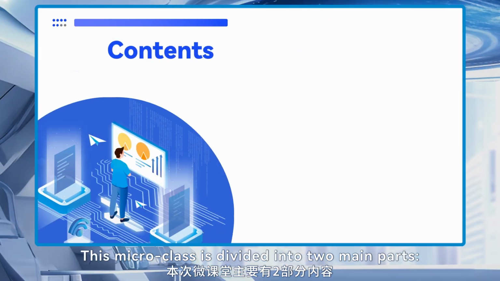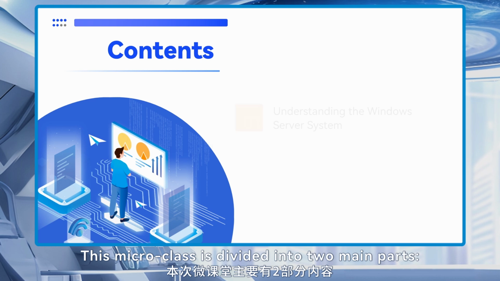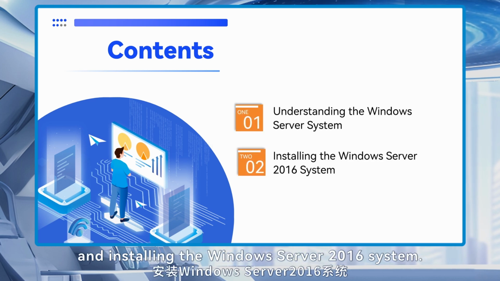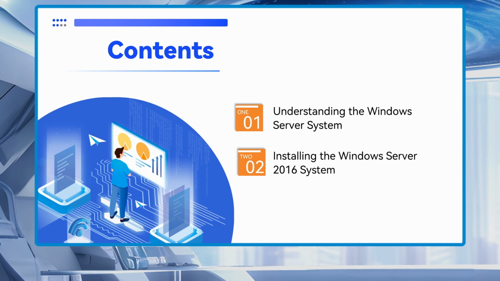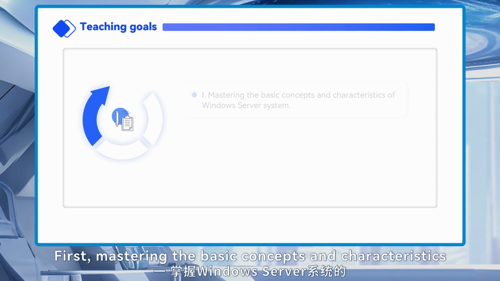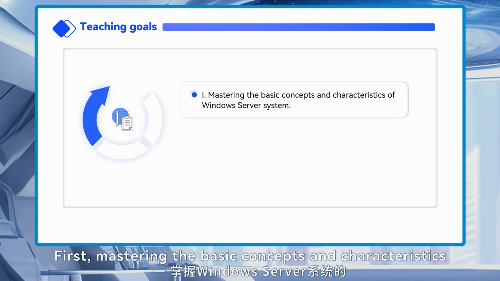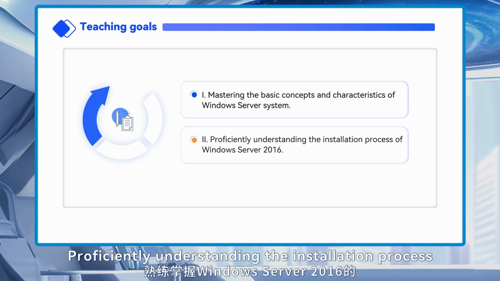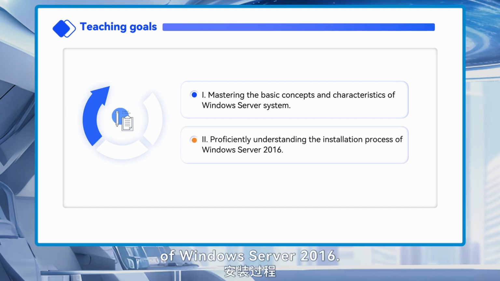This microclass is divided into two main parts: understanding the Windows Server System and installing the Windows Server 2016 system. The teaching objectives of this microclass are: first, mastering the basic concepts and characteristics of Windows Server System, proficiently understanding the installation process of Windows Server 2016.